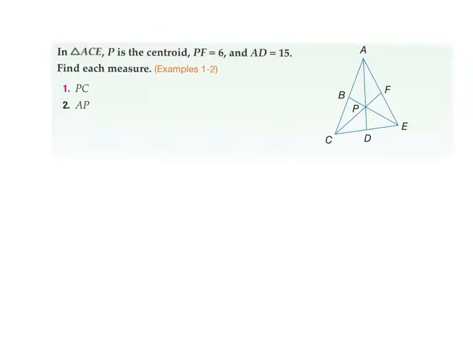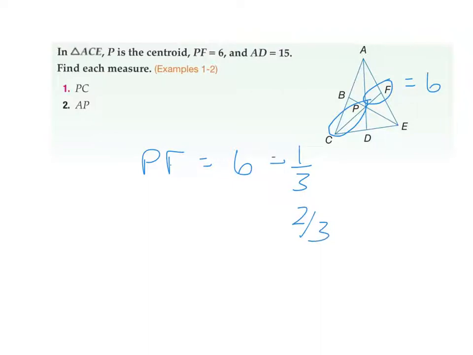Okay, typical questions now. So let's have a look at question number 1. It wants to know the length of PC. So this length here, when you are told that PF equals 6. Well, if PF equals 6, and that is equal to 1/3 of the distance, what does 2/3 equal? If 1/3 is 6, then 2/3 must be 12, and that must be the distance that they want for PC.